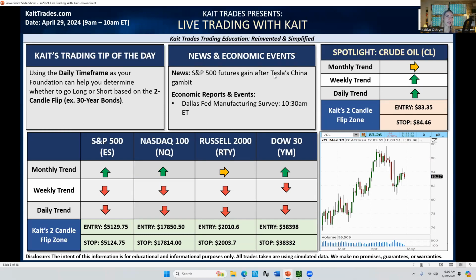News and economic events. What's the news? More focused on Tesla today. We can see S&P 500 futures gain after Tesla's China gambit. And then for economic reports and events, not a whole lot going on for today for market moving reports. We just have Dallas Fed manufacturing survey at 10:30 Eastern.